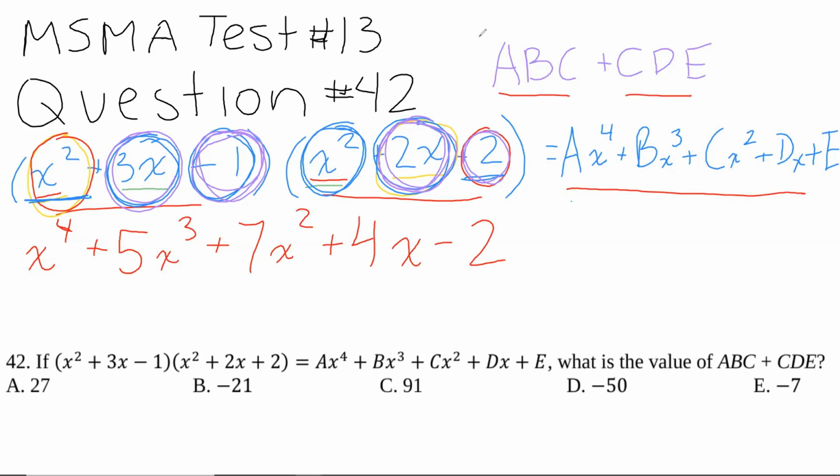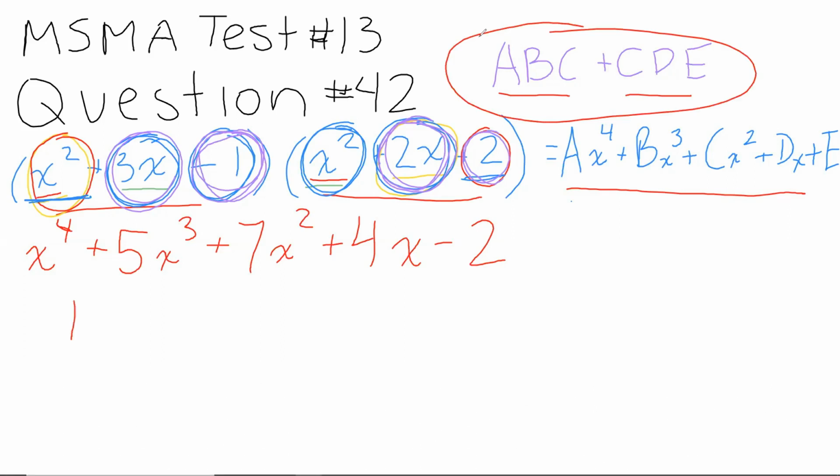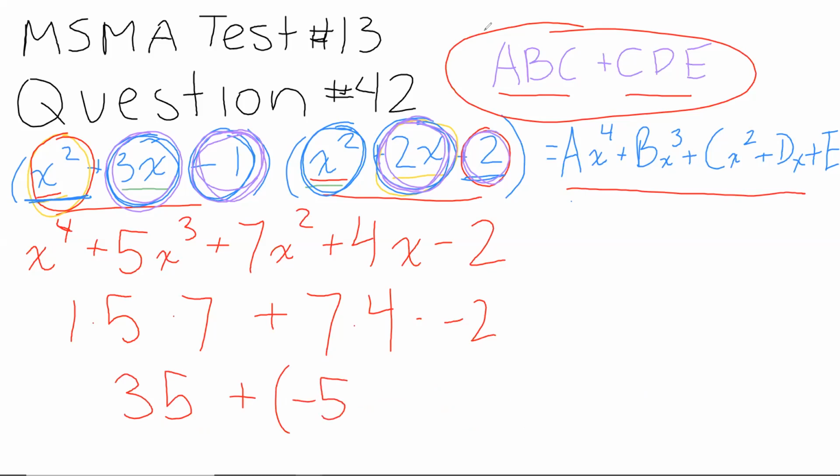So to carry out this operation right here, all we have to do is 1 times 5 times 7 plus 7 times 4 times negative 2. So this can be rewritten as 35 plus negative 56, and that equals negative 21.